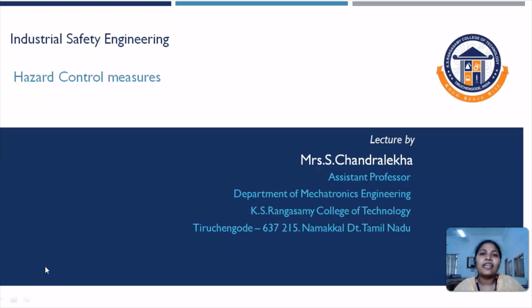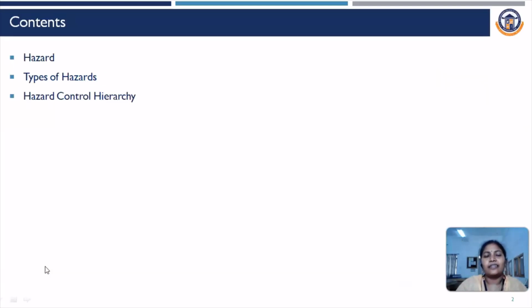Today, we are going to see about hazard control measures from the course Industrial Safety Engineering. The contents of this particular topic are: what is meant by hazard, what are the types of hazard, and how hazard can be controlled. Let us see the definition.